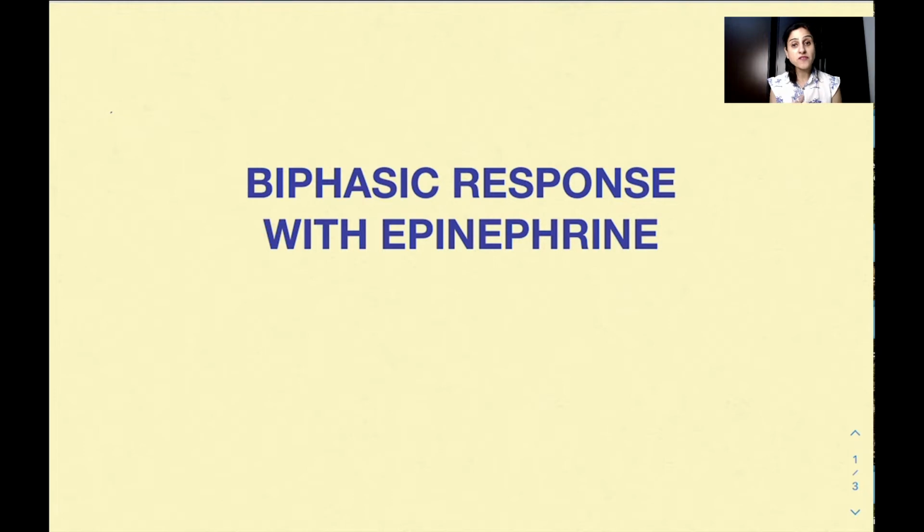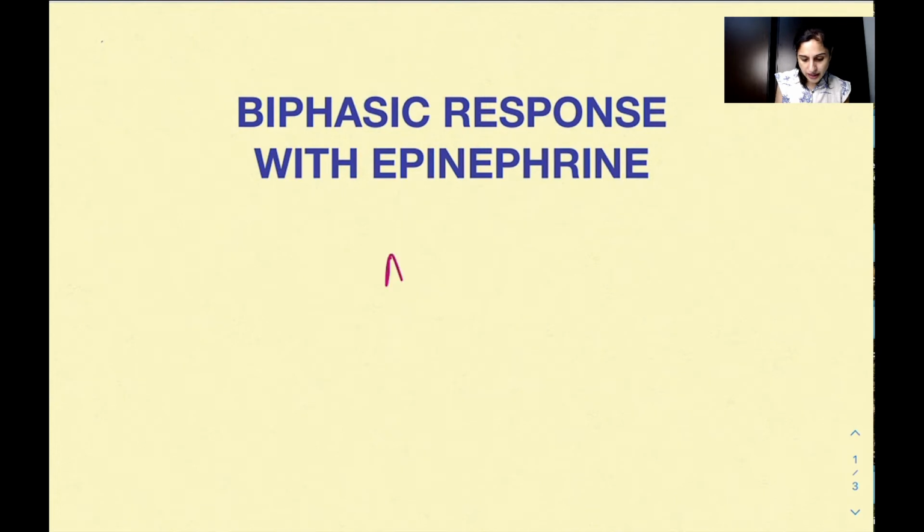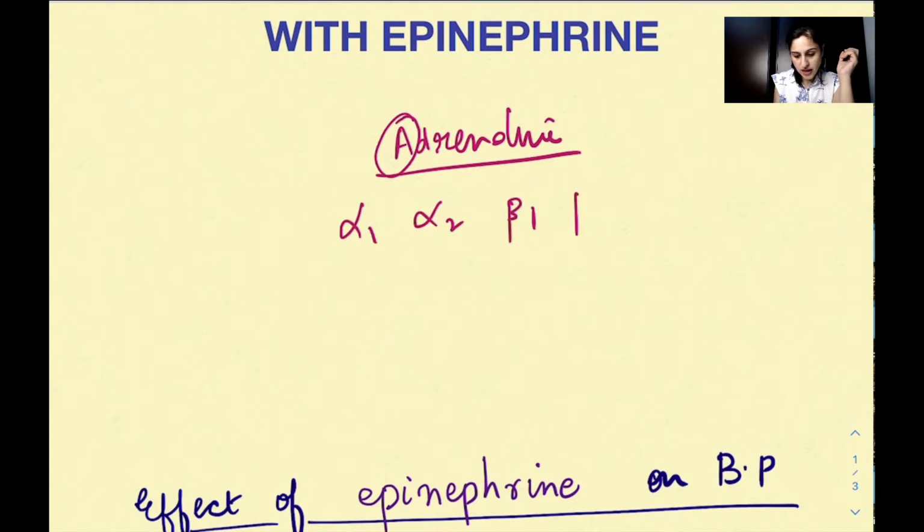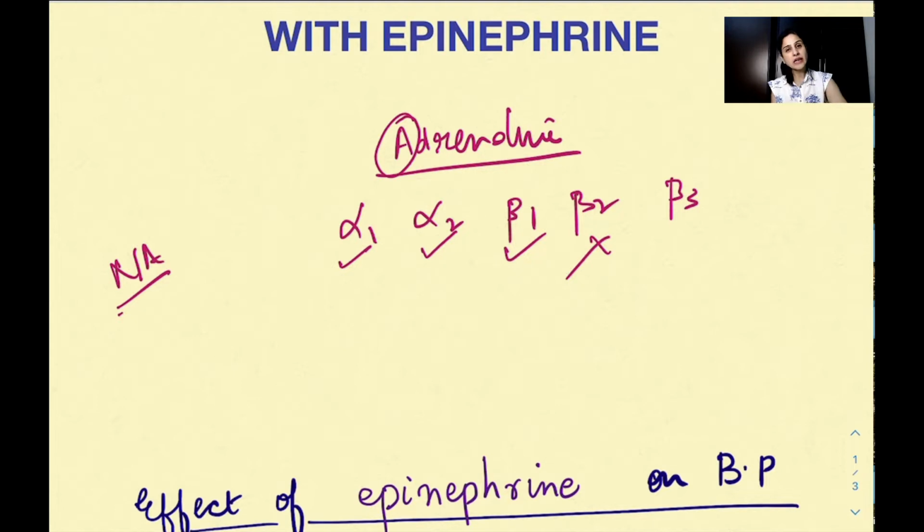So let's get started with the biphasic response with epinephrine. So we know epinephrine, और दूसरा नाम इसका क्या है, that is called as adrenaline. So remember, adrenaline starts with an A, which means it acts on all the receptors, which is alpha 1, alpha 2, beta 1, beta 2, and somehow beta 3 also. On the other hand, noradrenaline means it doesn't act on all. NA is not all, which means it acts on alpha 1, alpha 2, and beta 1, but does not act on the other receptor. So this is a basic difference between these two.